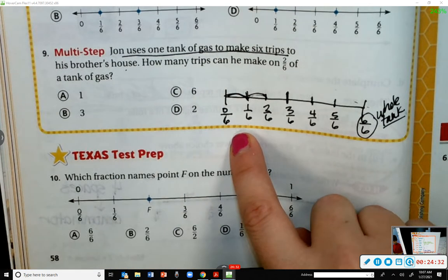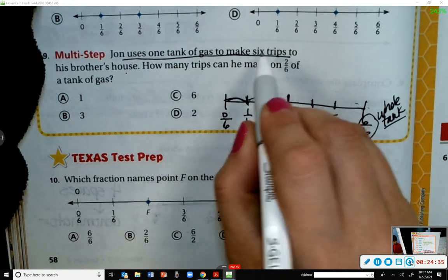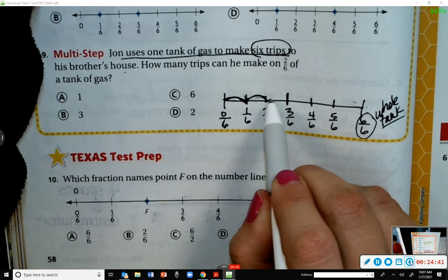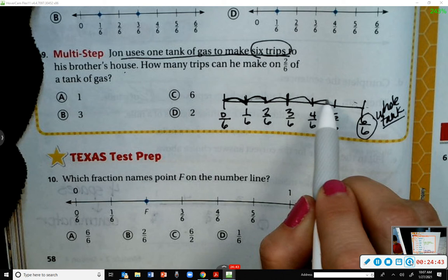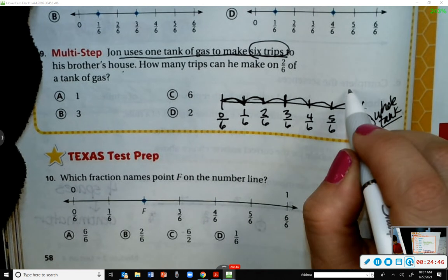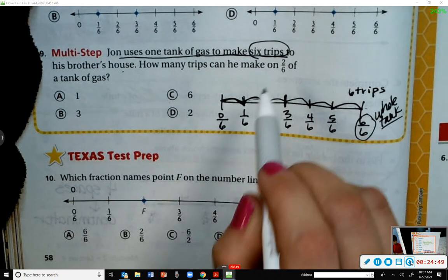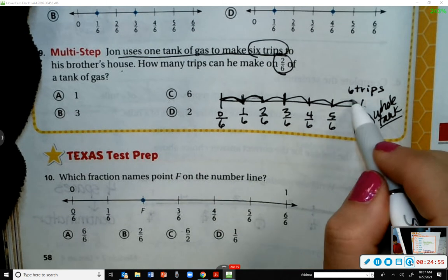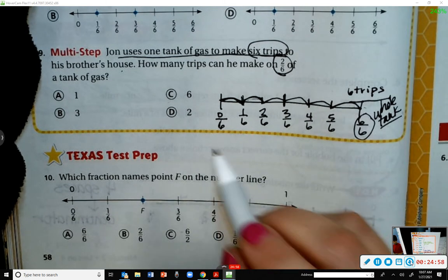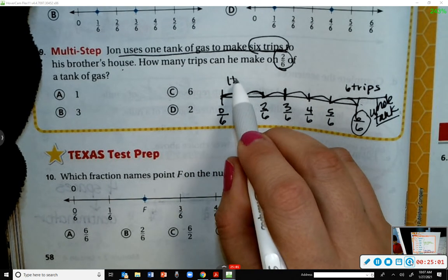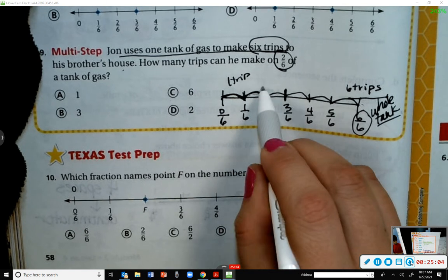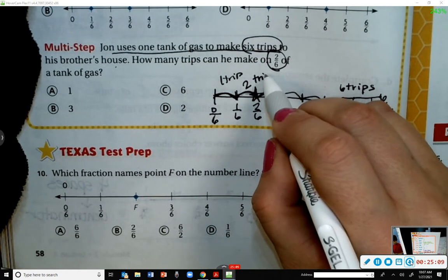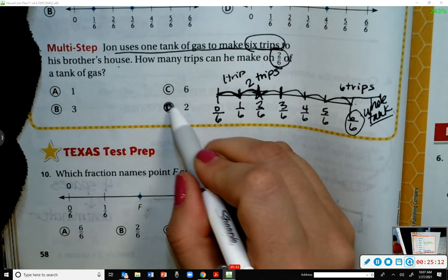I know it's kind of confusing how they worded it. But what they're saying is if he's going to make 6 trips on a whole tank. So here's 1 trip, 2 trips, 3 trips, 4 trips, 5 trips, 6 trips. But if he only has 2/6 of a tank, he can't make 6 trips, right? So he's going to go 1 trip, and 2 trips because he has to stop at 2/6, right? So he can make 2 trips on 2/6 of a tank of gas.